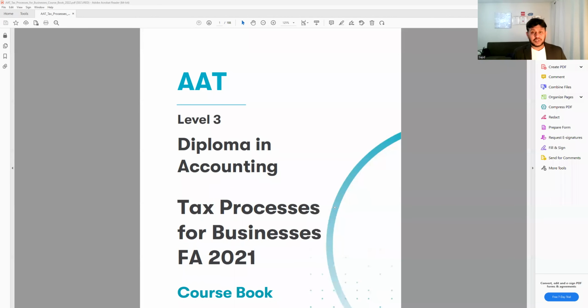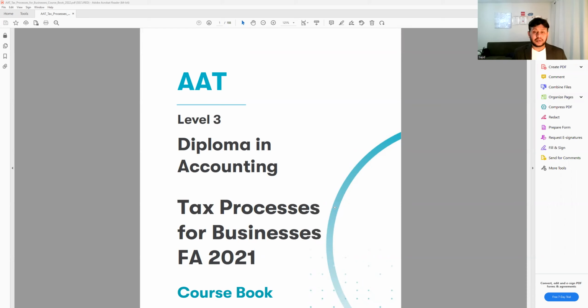All right, so tax process. Tax process is another way we can say VAT. So the value-added tax paper is one of the very basic understandings of VAT for our Level 3 AAT with the new syllabus AQ 2022.